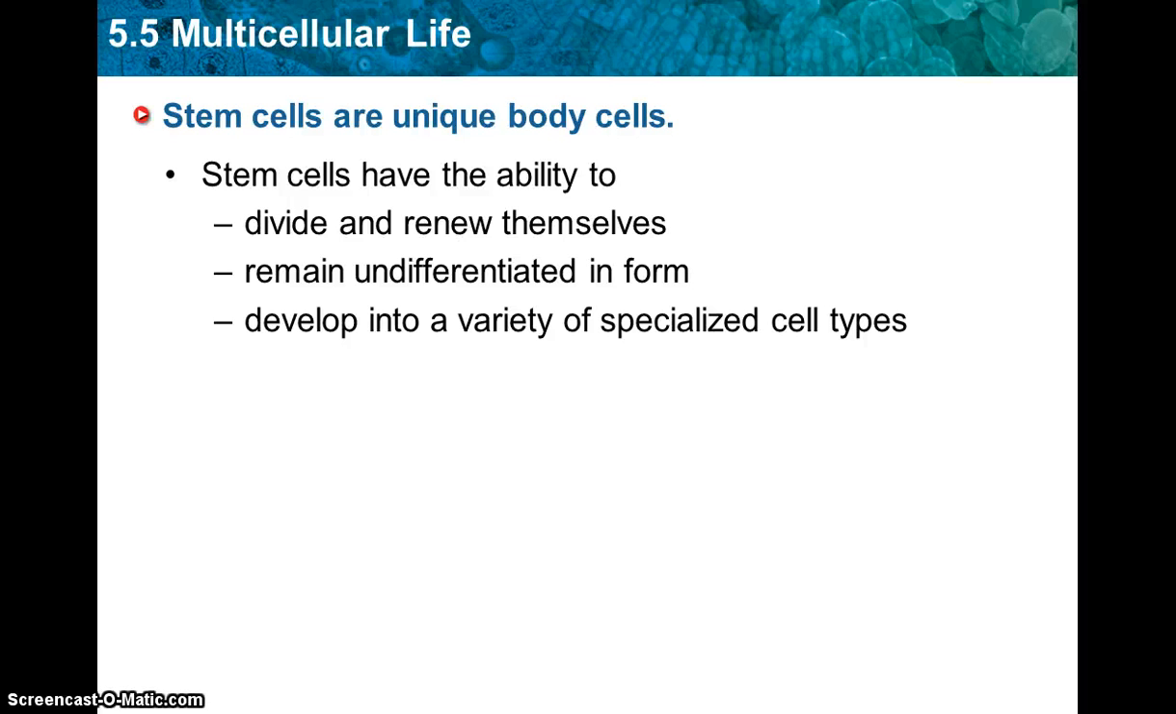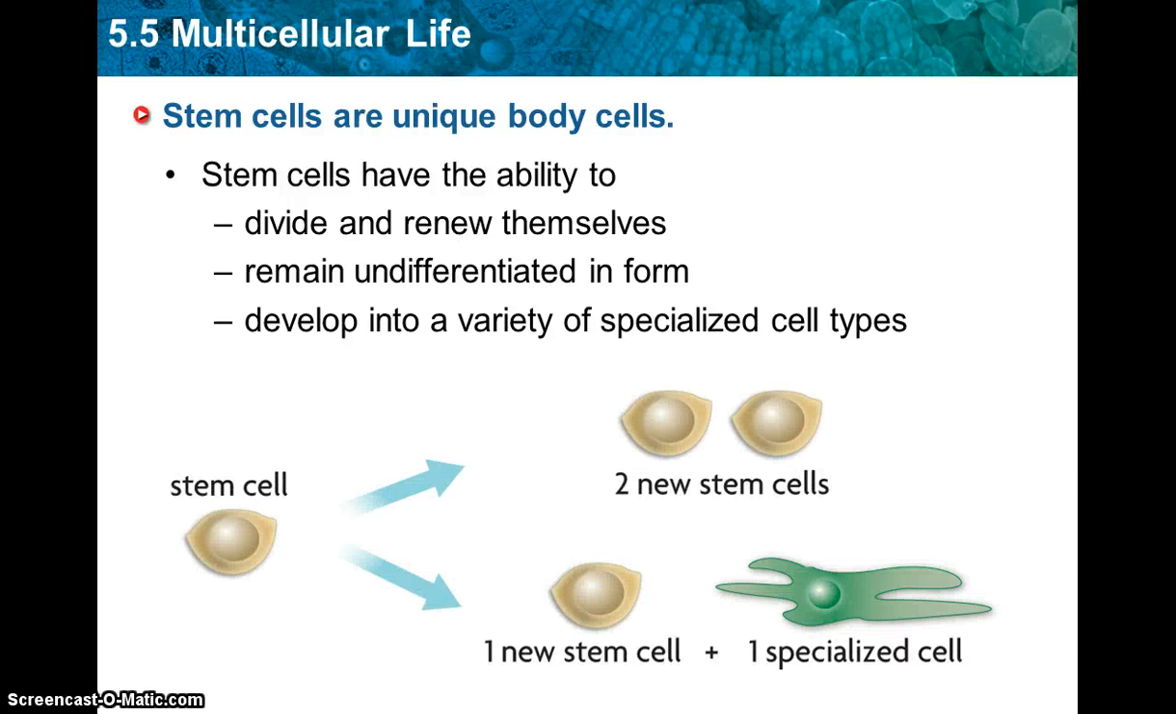When a stem cell divides, it forms either two stem cells or one stem cell and a specialized cell, which is right here. And these stem cells will do the same thing, and these will do the same thing, and these ones will do the same thing, and so on and so forth.